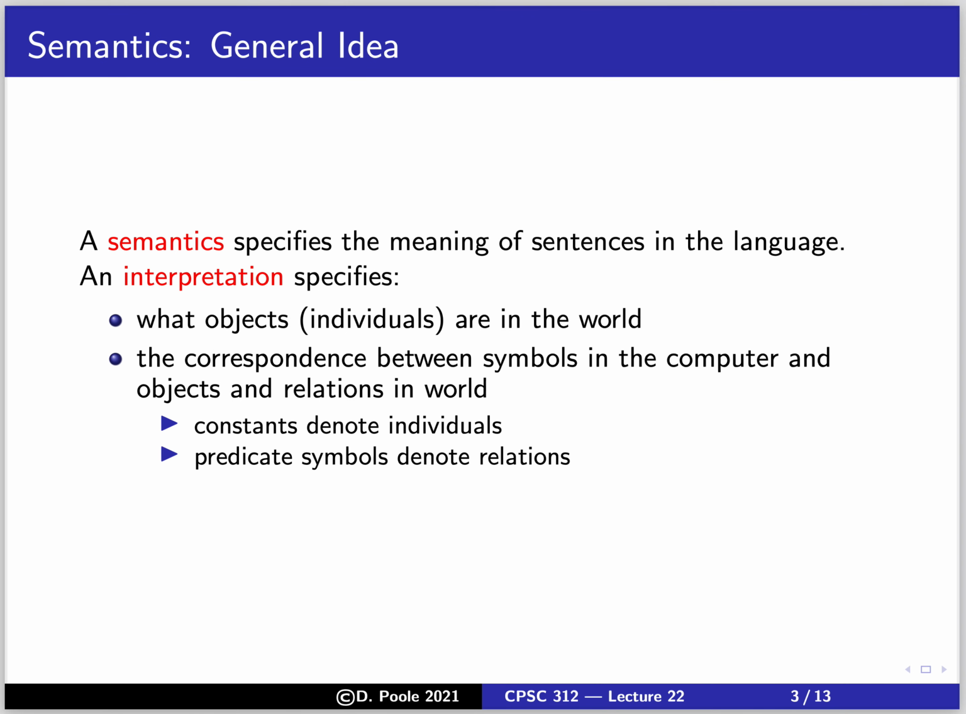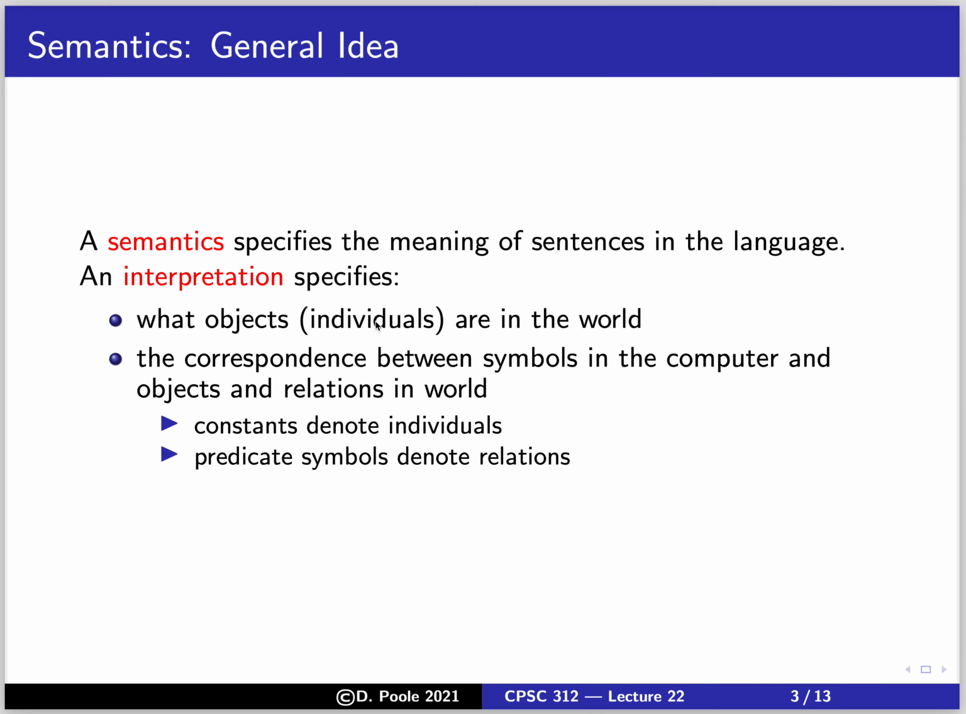All right, so that was the syntax. Now we're going to define the semantics. The semantics of any language specifies the meaning of the sentences in the language. This is going to be a model theoretic semantics. First of all, we're going to define an interpretation. An interpretation specifies what objects are in the world, and we're going to call these objects individuals.